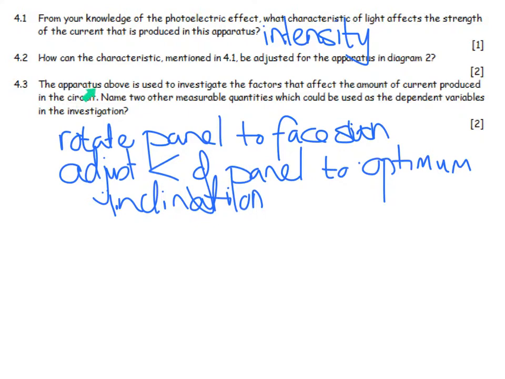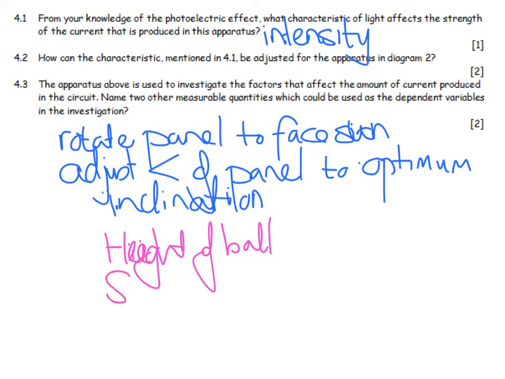Okay, the apparatus above is used to investigate the factors that affect the amount of current produced in the circuit. Name 2 other measurable quantities that could be used as dependent variables in the investigation. So we could either look at the ammeter, which is what they say you're going to do. So you can't use that again. You can't tell me you're going to work out how much current there is or what is the ammeter, but you can see height of the ball. And you can see strength of jet.